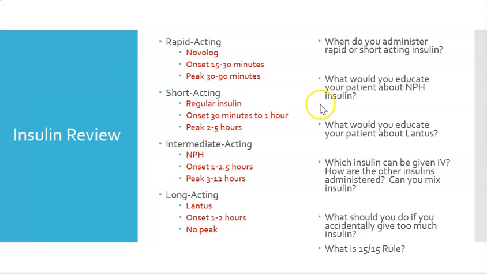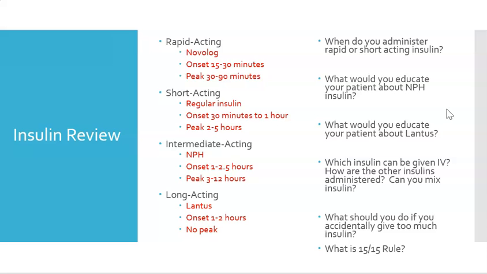Diabetes, you want to go over the different types of insulin, what their onset and peak times are. And then there's some questions over here on this side. With this, I really want you to take a look at what you're going to be educating your patient on. How are they going to be giving their insulin? Can they mix their insulin? Which insulins can be mixed and which ones can't be mixed?